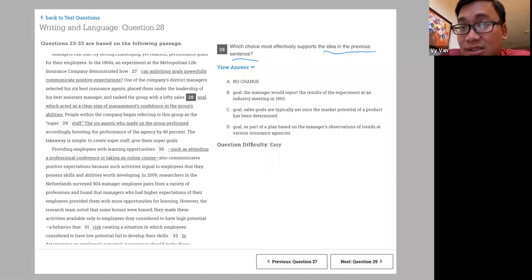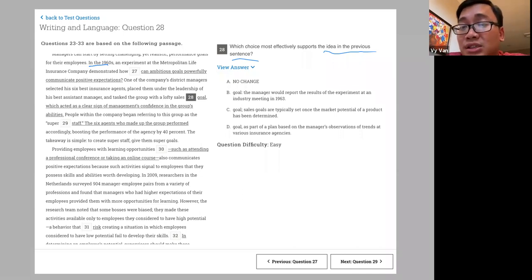In the 1960s, okay? This is the previous sentence right here. In the 1960s, an experiment at Metropolitan Life Insurance Company demonstrated how ambitious goals can powerfully communicate positive expectations. So it talks about when you have ambitious goals with your employees, then it communicates to employees that you have really positive expectations for them. So that's the idea. Now we want to choose the choice that conveys that same idea. Ambitious goals means great expectations for your employees.